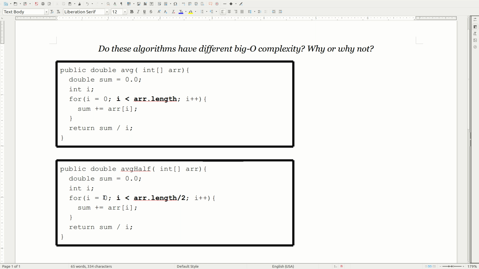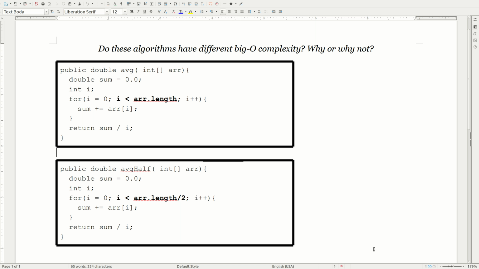The second one approximates the average from that array by taking half the data. It goes from index 0 to index array length divided by 2. It sums those items and then divides by the number of items that it summed. So the question that I have for you is whether these two algorithms have different big O complexity. Do they fit into different complexity classes?